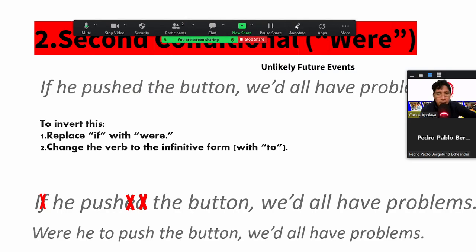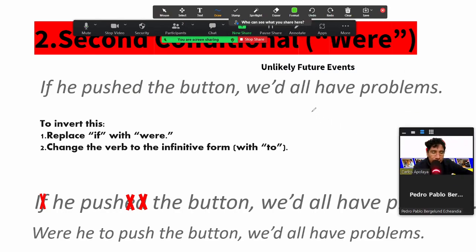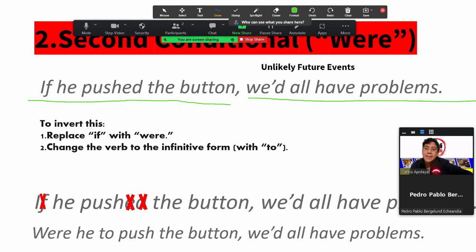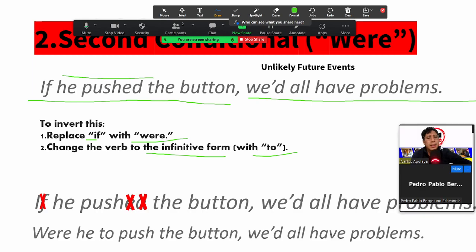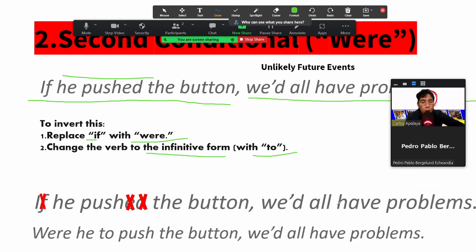For example, if he pushed the button, we would all have problems. Ya hemos visto esto, ¿no? Si él presionase el botón, todos tendríamos problemas. Esta es segunda condicional, ¿sí o no? Ahora vamos a reemplazar el if por el were. Y voy a poner el verbo en la forma infinitiva con el to. Por ejemplo, if he pushed the button, we'd all have problems. Were he to push the button, we'd all have problems.